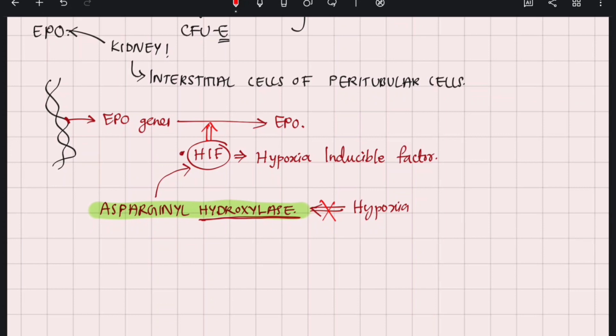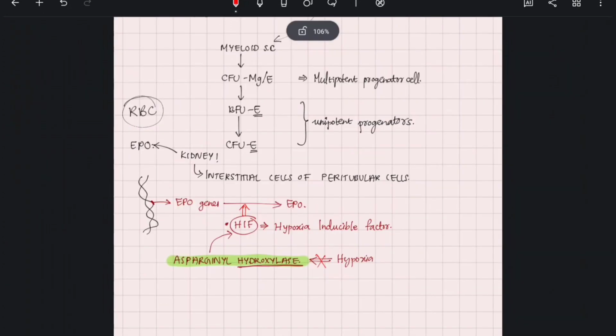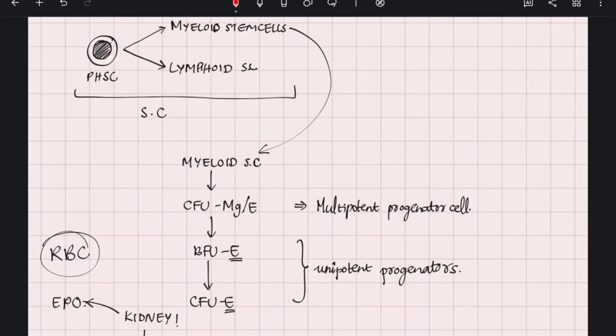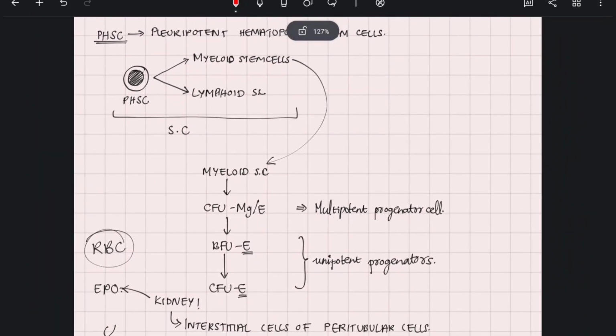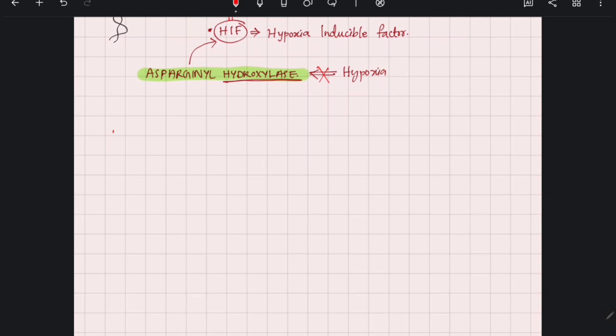Okay, so now let's come back to this cellular lineage, the flow chart we were talking about. So from the CFU-E, the erythroid colony forming unit, with the help of erythropoietin, it will form certain cells. Let me draw that in blue. Okay, these are the pronormoblast or proerythroblast. Now we are talking about the blast cells.